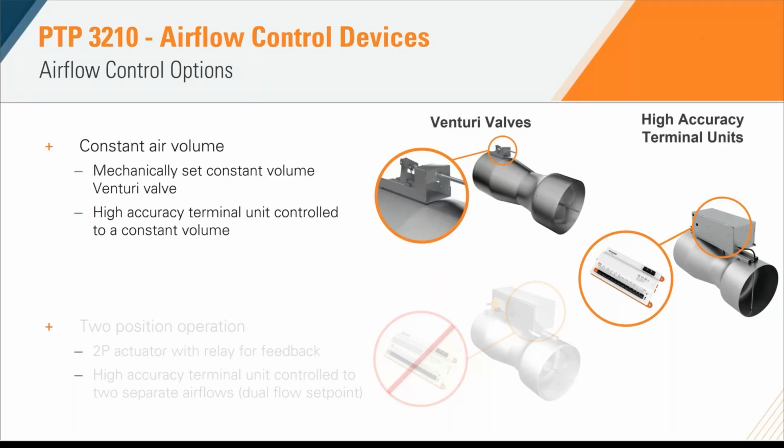In constant volume applications, a Venturi valve can be ordered in a completely mechanically set constant volume application. This means the valve technology is coming with no controller, no actuator, and it's being mechanically locked to that set position for a single airflow set point. Typically, that set position can be field adjusted utilizing some knobs, but again, it'll typically come from the factory set for a single airflow set point.